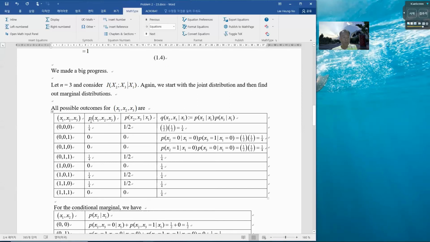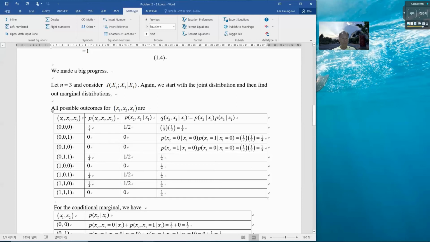And then we consider the probability distribution. So what is the probability of a sequence of 0, 0, 0? This is an even number of ones, so that is 1/4. When you have an odd number of ones, it is 0. Even number of ones, 1/4. Odd, 0; even, 1/4; even, 1/4; odd, 0. So we have the joint distribution clearly defined.